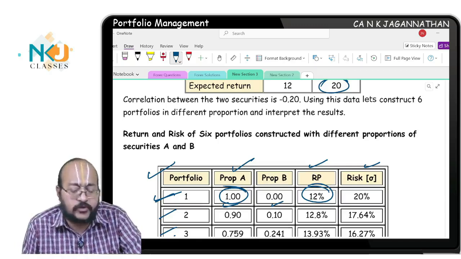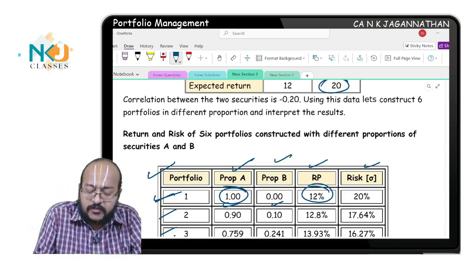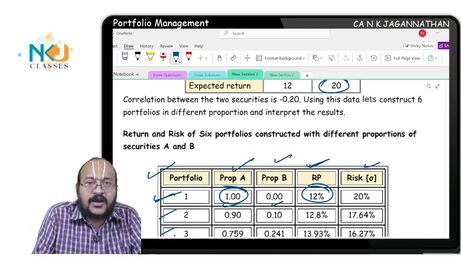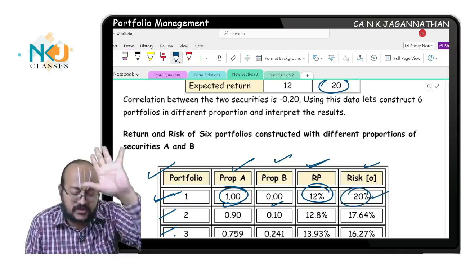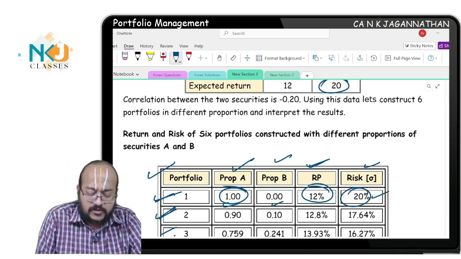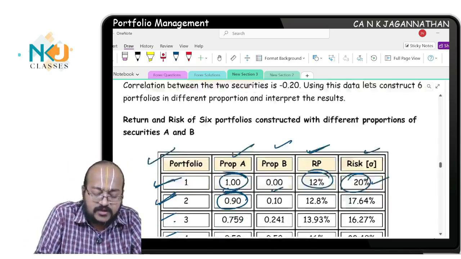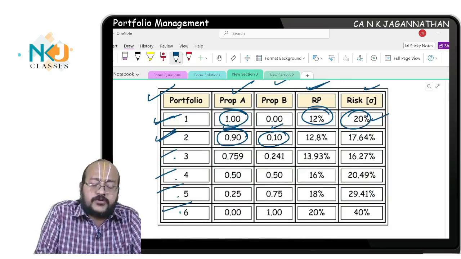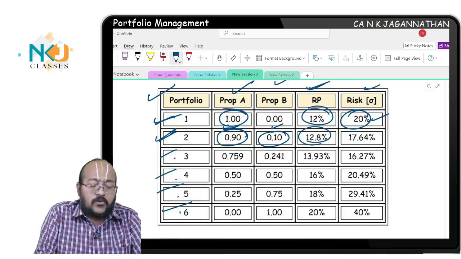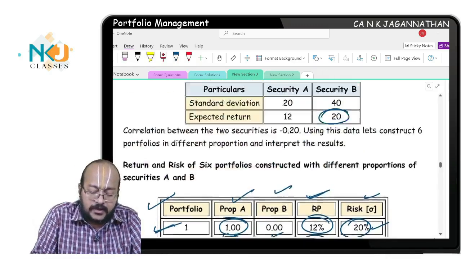First portfolio: I construct it using 100% of the money invested in security A and 0% in security B. I get a portfolio return of 12% and a portfolio risk also the same, 20%. Why? There is only one security inside the portfolio, so the risk remains the same. Next portfolio I construct, 90% I invest in security A, 10% in security B. What is the return from this portfolio? 12.8%. How do I find it?